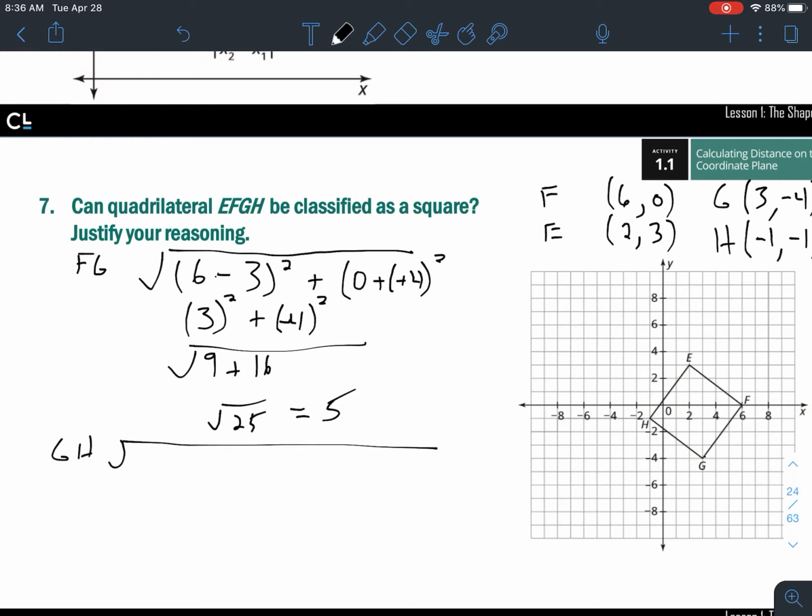Okay, so G to H. We're going to pick G first. So we're going to use G as our X. 3 minus H, -1, squared, plus -4 minus -1 squared like that.